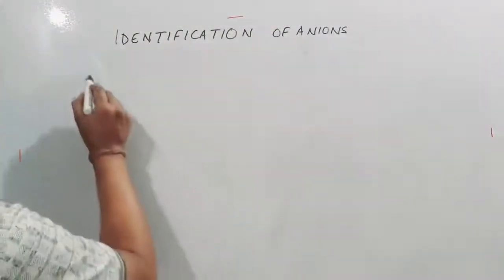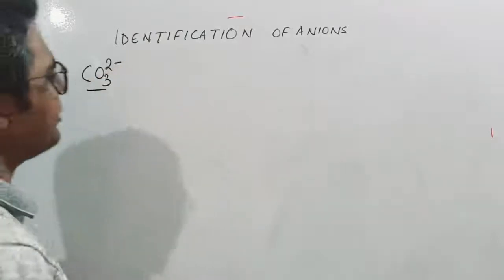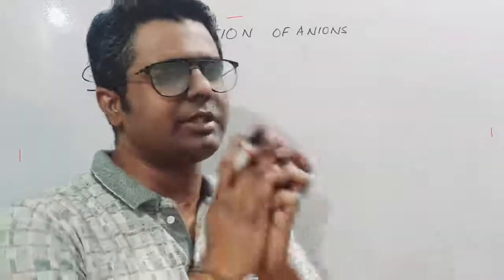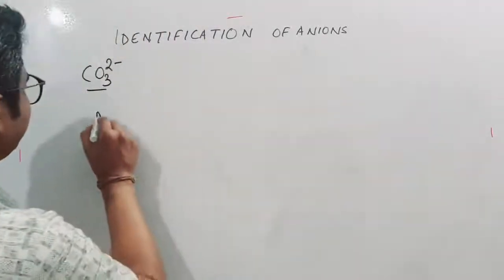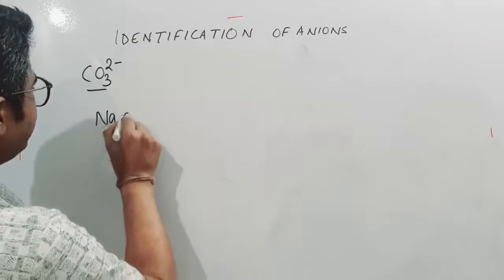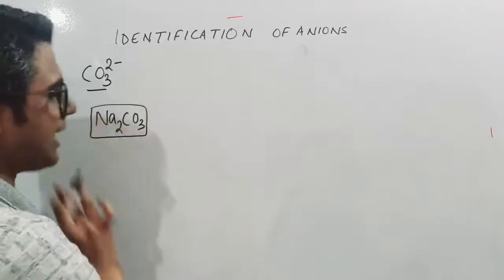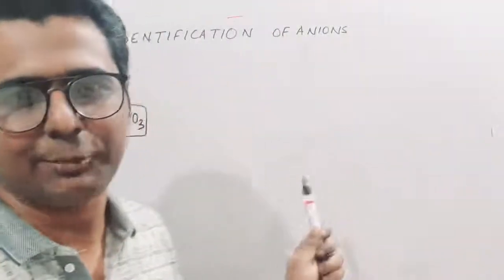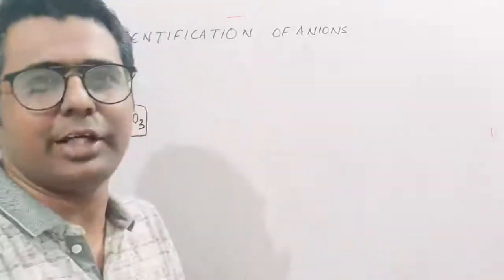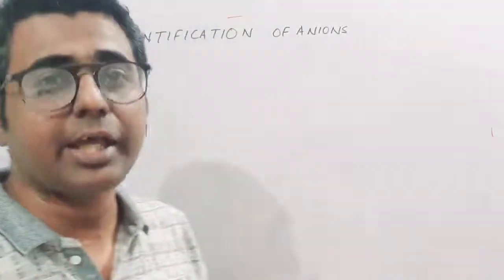So carbonate anion, CO3 2 minus, right? This is the carbonate radical. So we'll consider one of the carbonates, whichever we want. Let's take the simplest carbonate, that is sodium carbonate. Just know one thing, we are taking this as a sample, but remember, while you are doing practical chemistry you don't know whether it is carbonate. You are just testing whether it is carbonate or not.